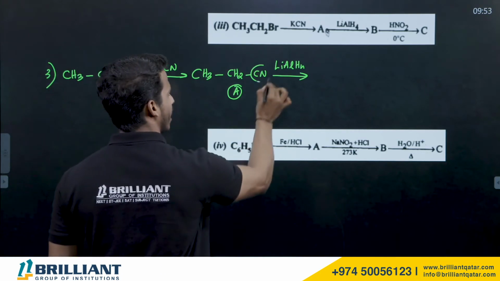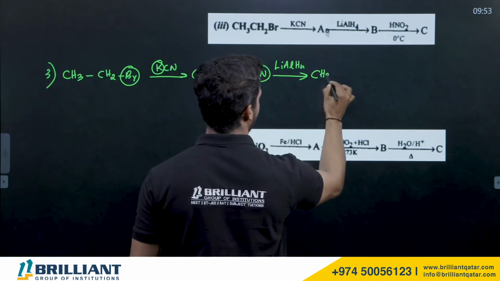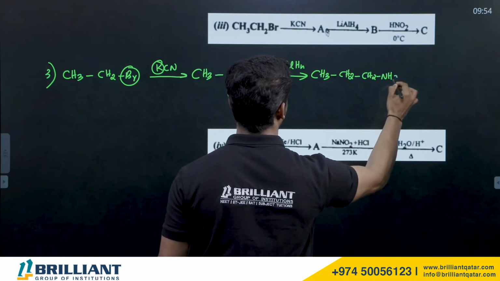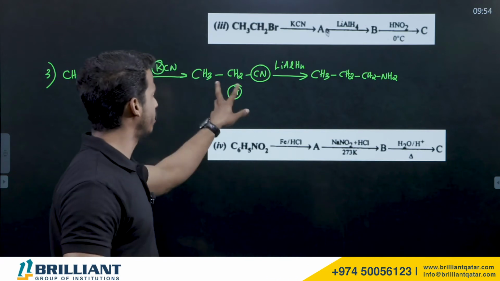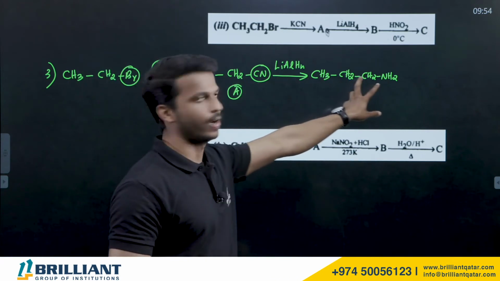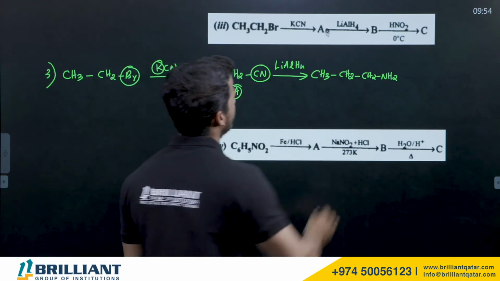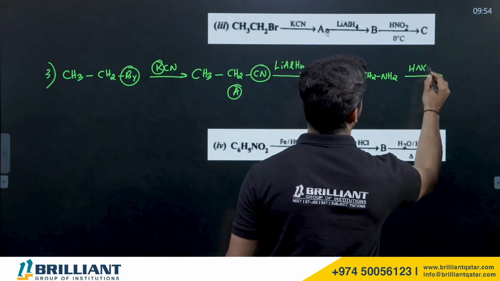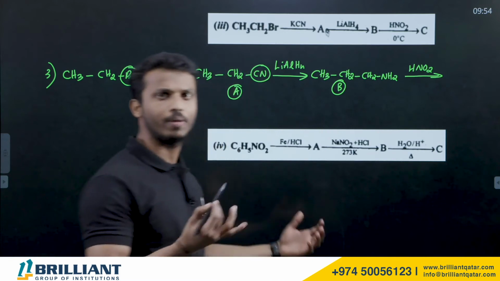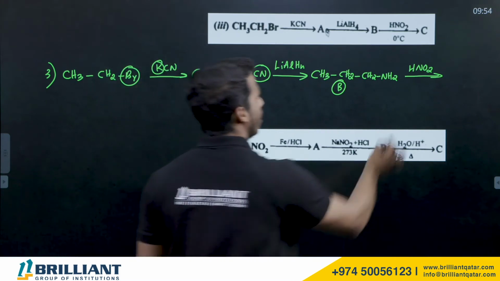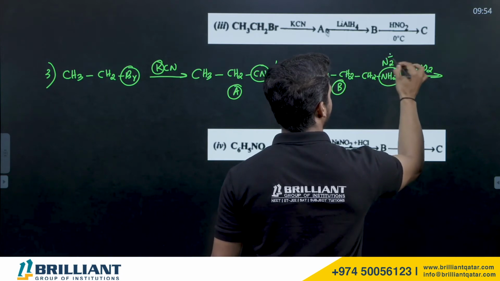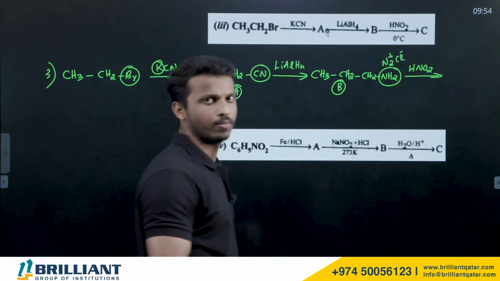It will convert cyanide into amine. So CH3CH2CH2NH2. Please don't make any change in the number of carbons. Okay, there are 3 carbons in your cyanide, 3 carbons in the amine. Okay, this is your compound B. What is the next one, dear student? It is treated with HNO2, you know, nitrous acid. That is nothing but diazotization. What happens? This NH2 is converted into N2 plus Cl minus, diazonium salt, right?